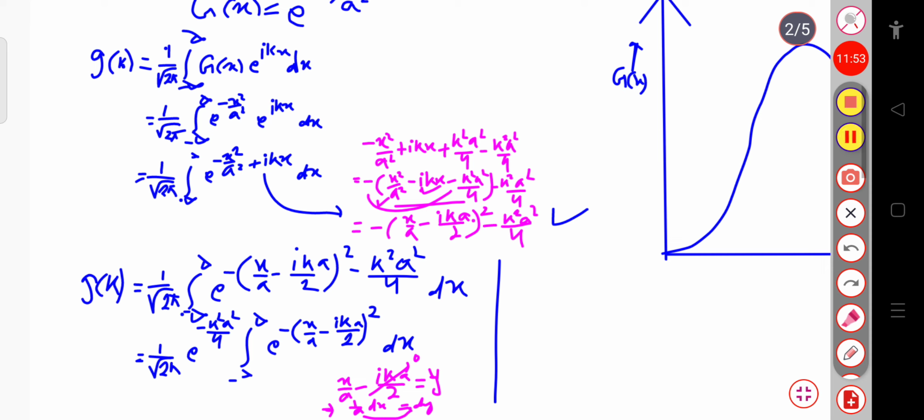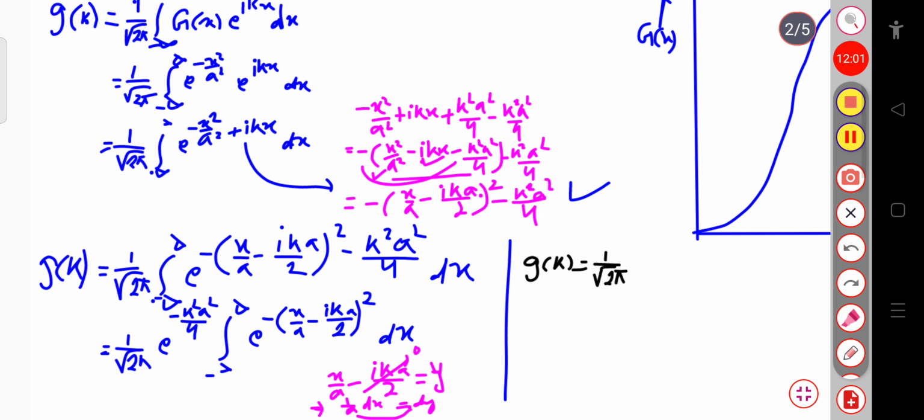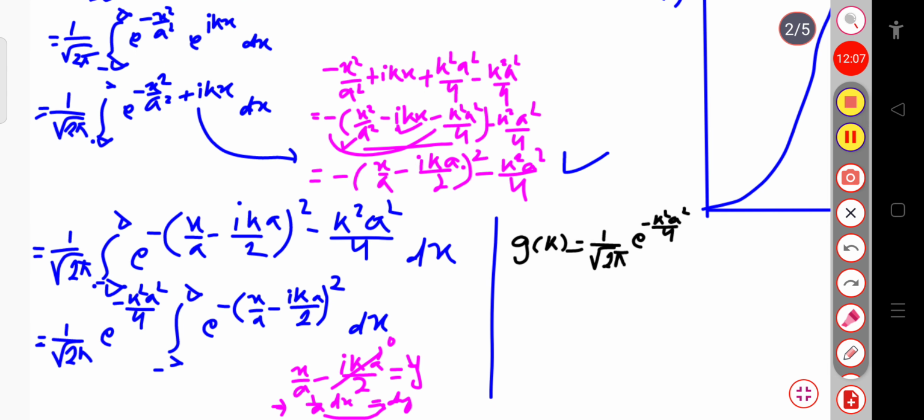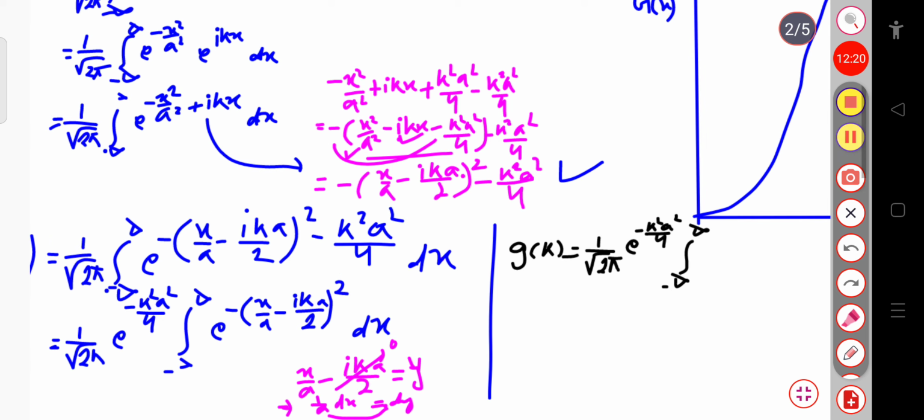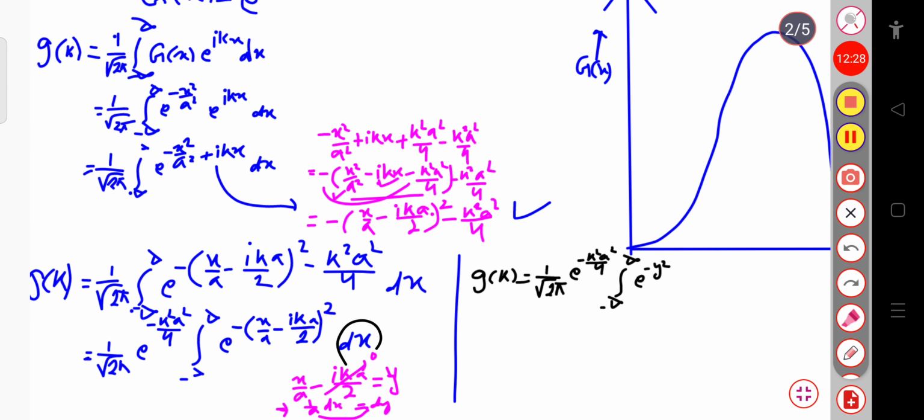This g of k will be equal to 1 by root over 2 pi into exponential minus k square a square by 4, and this will be integration over minus infinity to plus infinity. There will be no change in the limiting values of the integration. Again exponential, we have considered this as y. So exponential minus y square, and in place of dx I have to write a into dy. So here I am writing a into dy. Okay, so this is our expression.